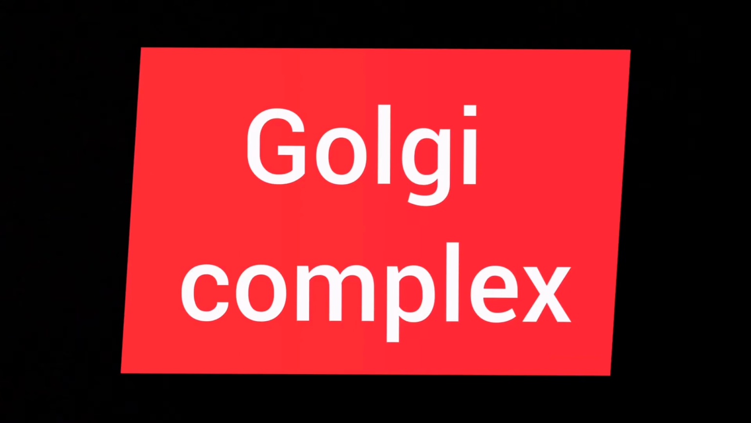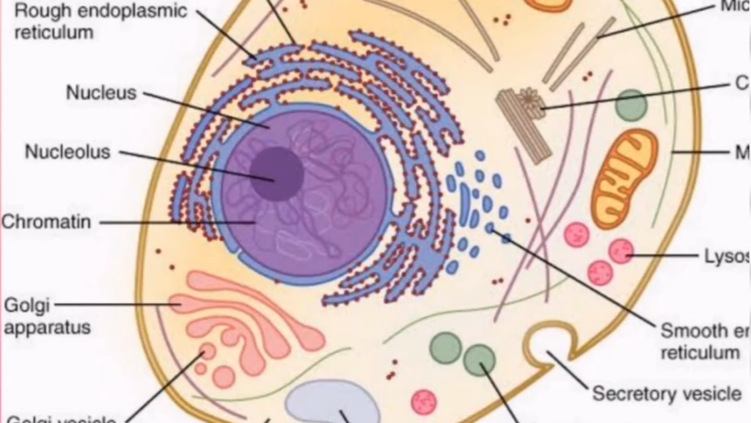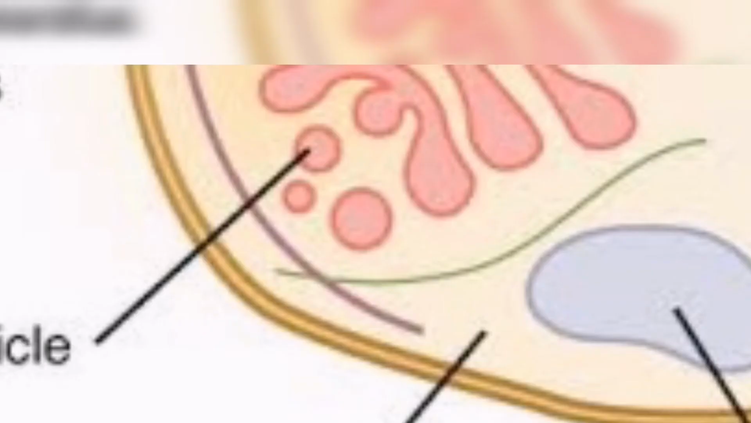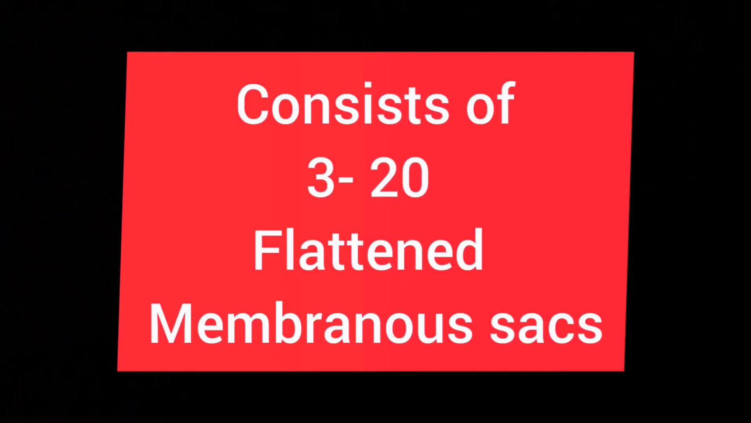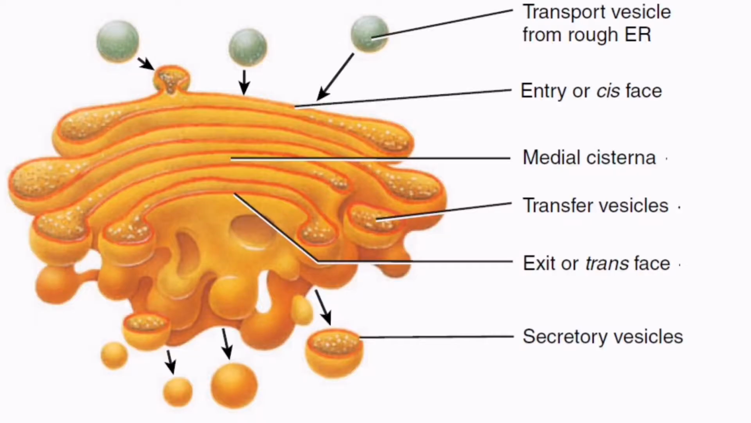So let's start. First, Golgi complex. In this picture, these peach colored structures represent the Golgi complex. This is the detailed image of the Golgi complex. It consists of several flattened membranous sacs. These sacs are called cisternae. Usually 3 to 20 cisternae are present in one Golgi complex.